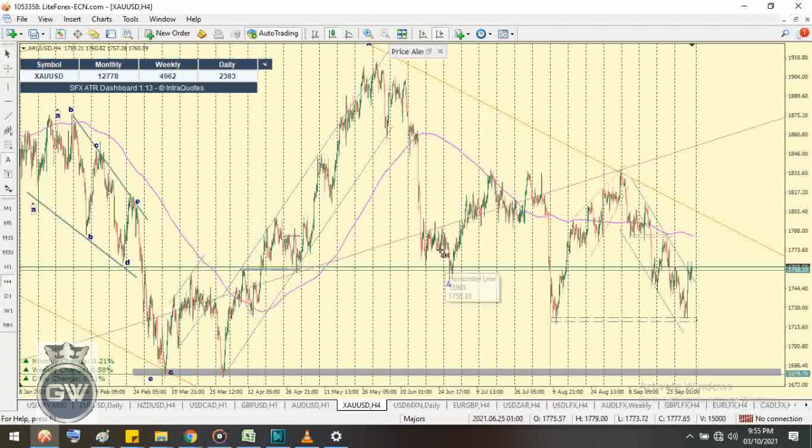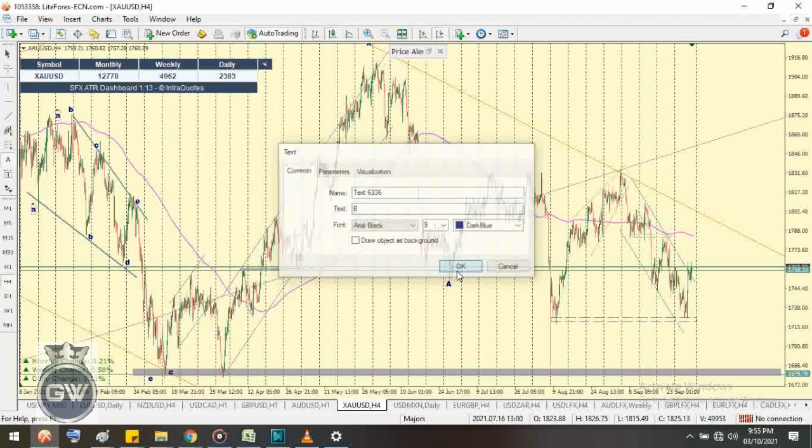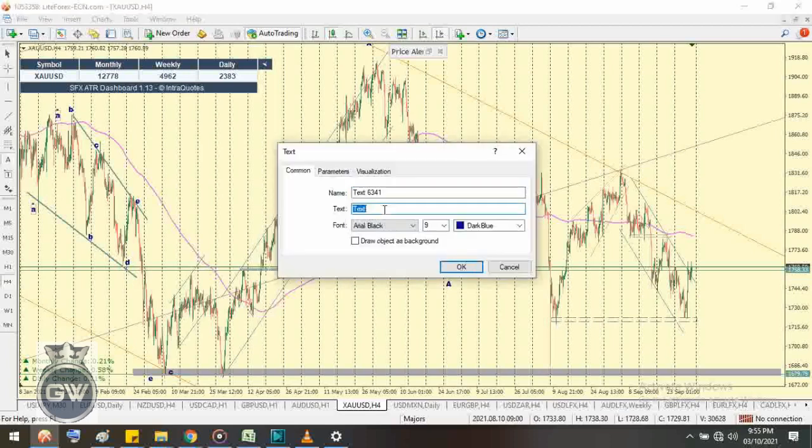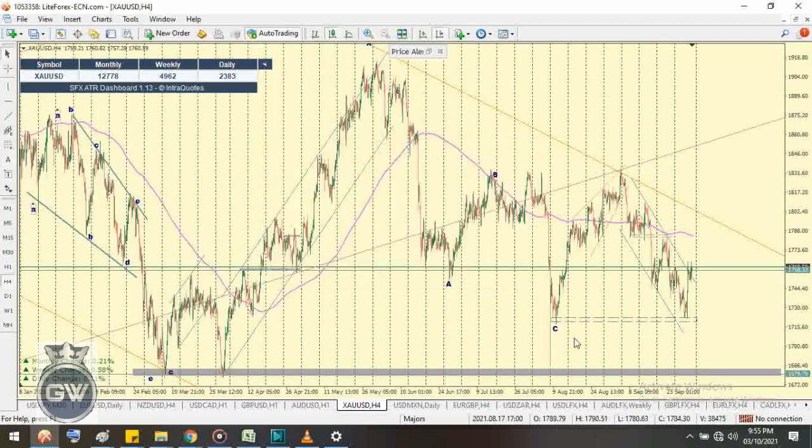So this is A, this is B, and this is C. So we are still in the trend. You can see that nicely. And we could have expected a breakout from here. One of the things I expected was a breakout from there.